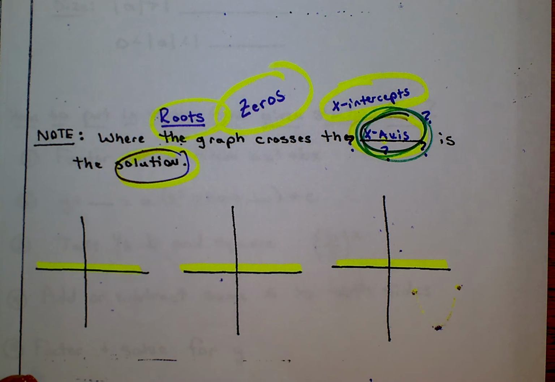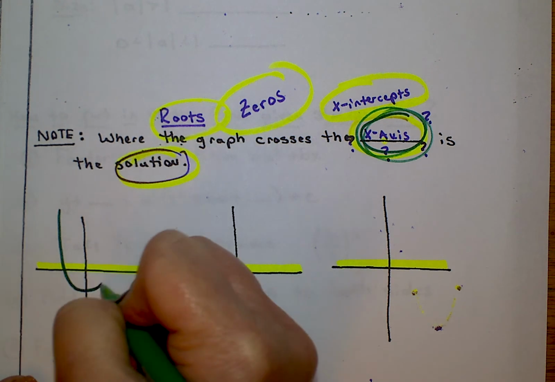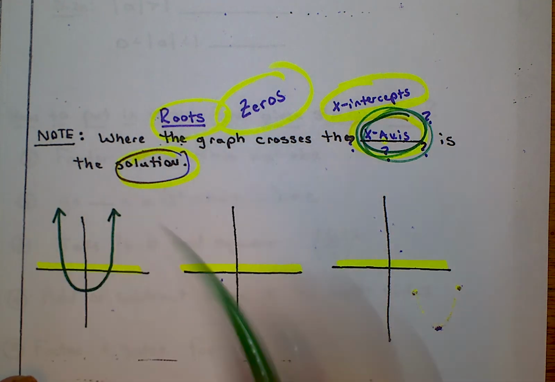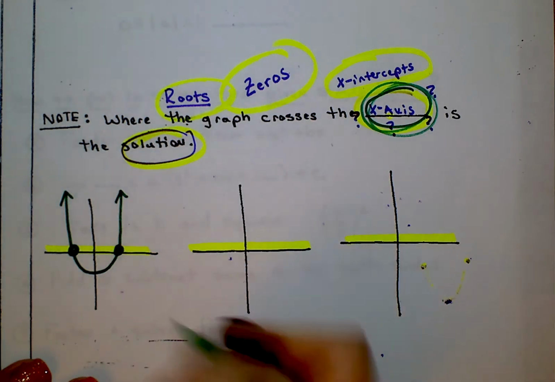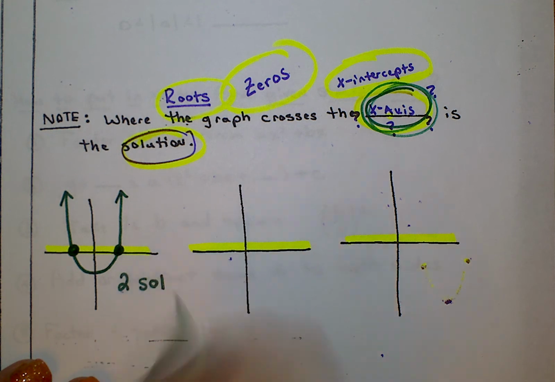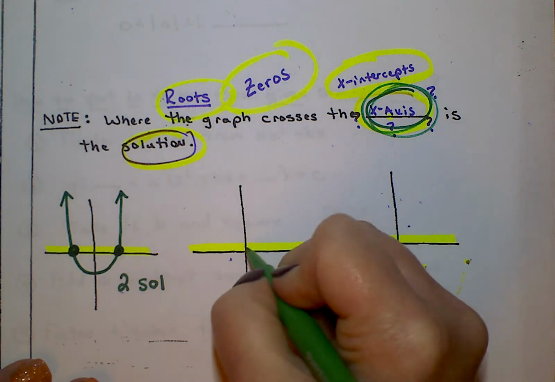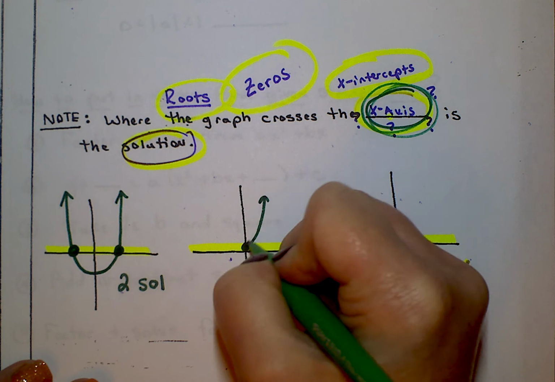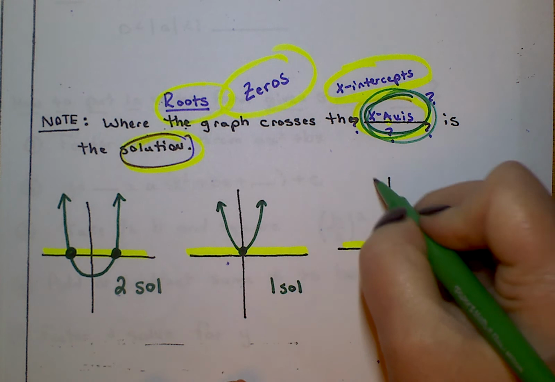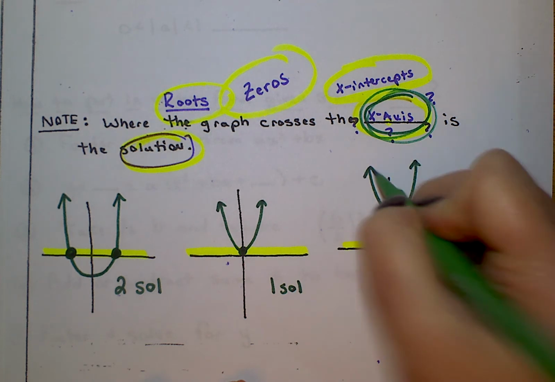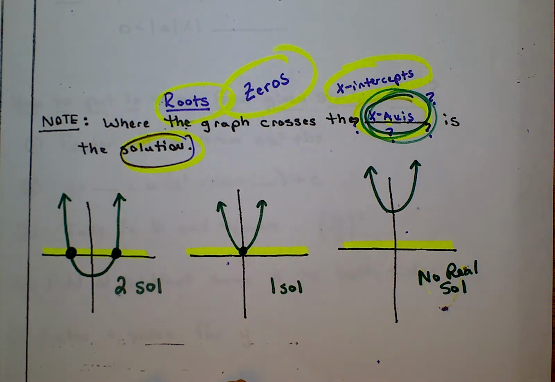Okay, if I think about drawing a parabola, which is the U-shaped curve, the most times I can get it to touch the x-axis is twice. So it could cross 2 times. So that would have 2 solutions. I could draw it where it only touches once. That would be 1 solution. I could draw a parabola where it never crosses the x-axis, and that's called no real solution.